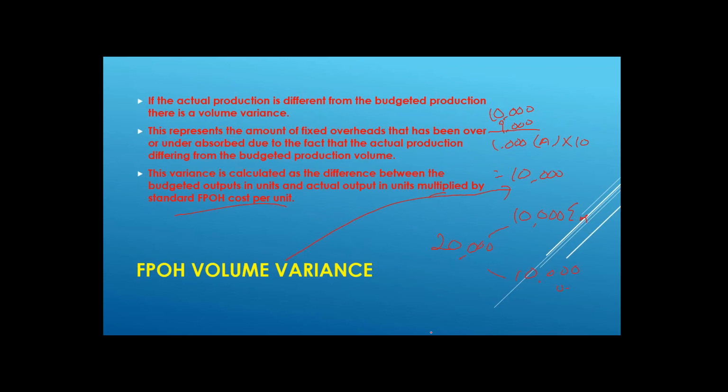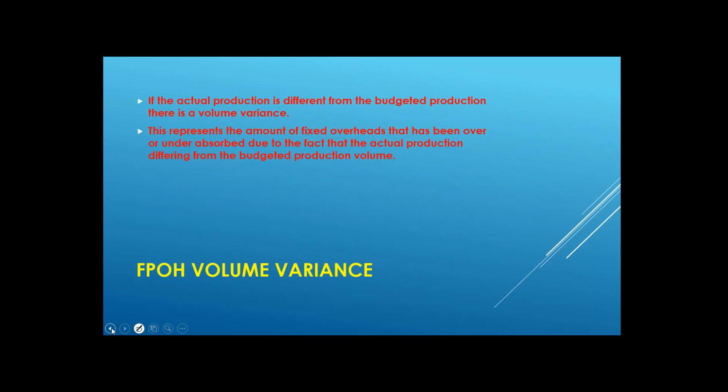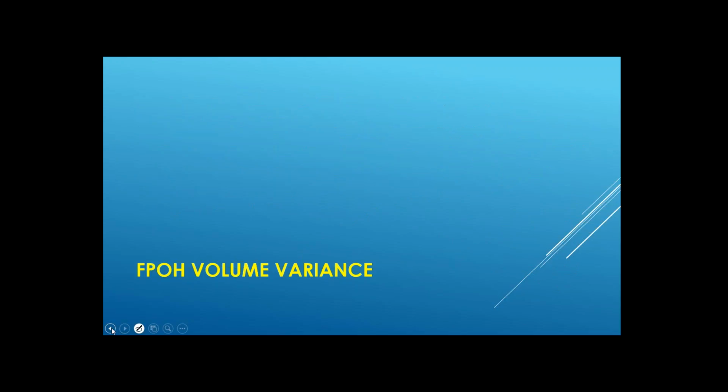It need not be so. It can be a totally different figure. So let's look at some different figures just to get this matter very clear. Let's assume that budgeted overheads are 100,000 and the number of units to be produced is 10,000. So our fixed overhead absorption rate is 10.